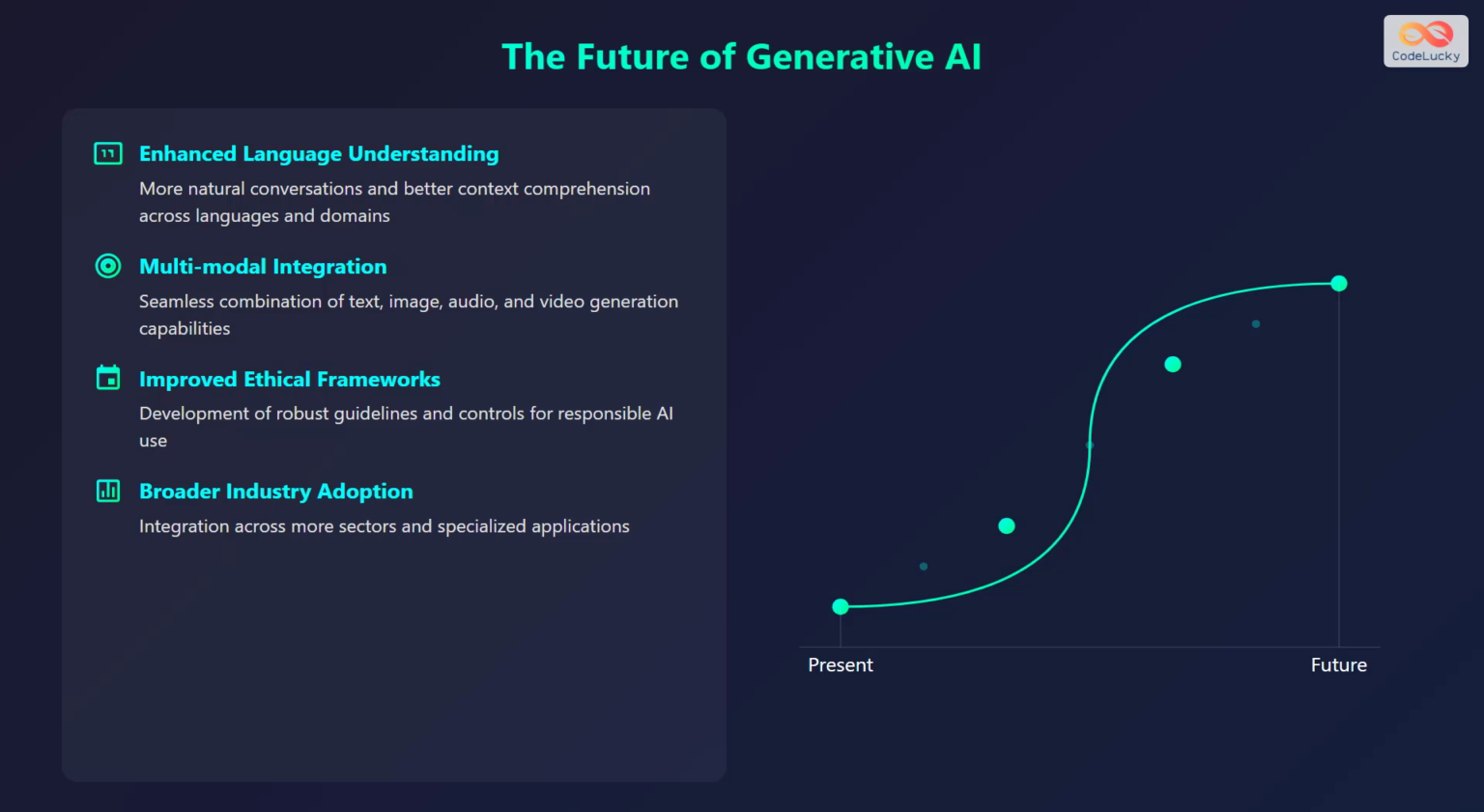The future of generative AI is promising, with several exciting developments on the horizon. Enhanced language understanding will lead to more natural conversations and better context comprehension. Multimodal integration will enable the seamless combination of text, image, and audio generation. Improved ethical frameworks will promote responsible AI use. And broader industry adoption will integrate AI across more sectors. These are enhanced language understanding, multimodal integration, improved ethical frameworks, and broader industry adoption.